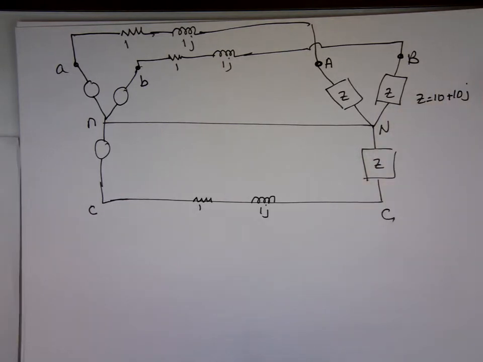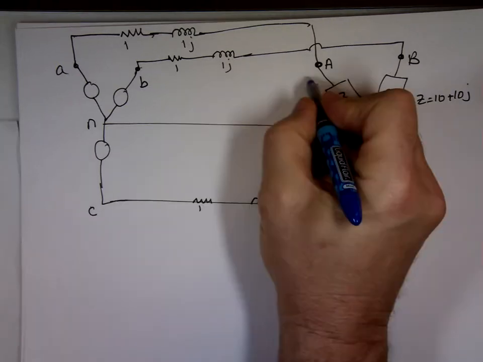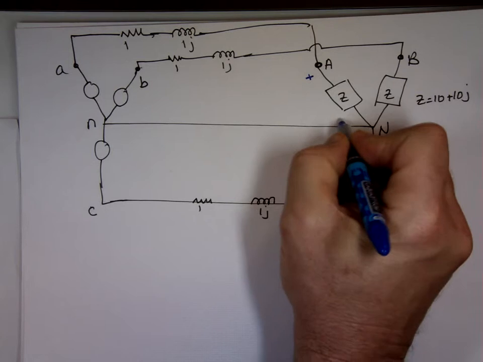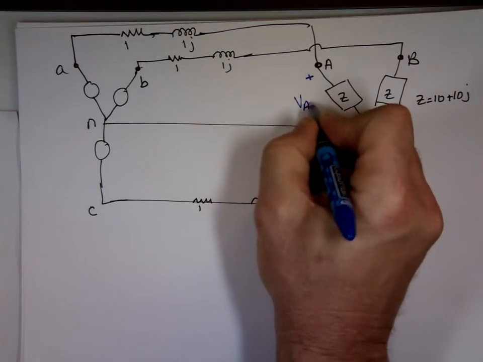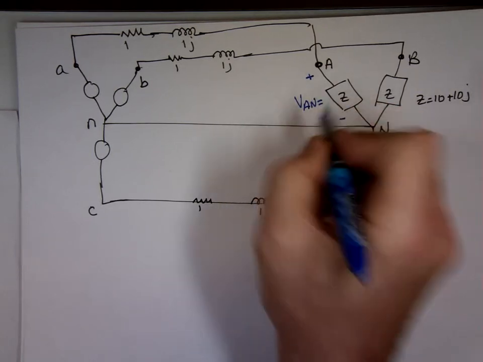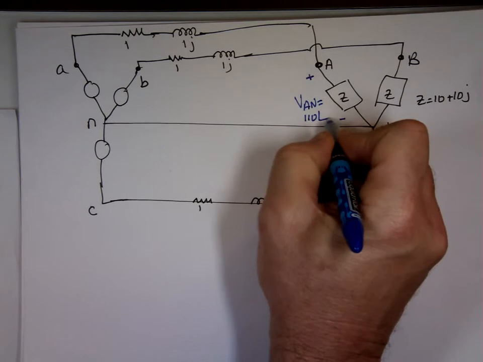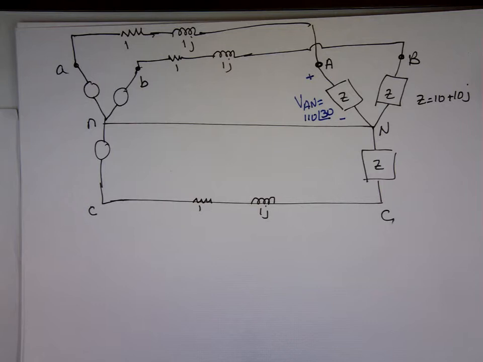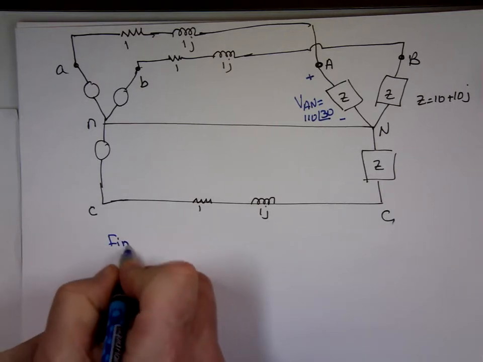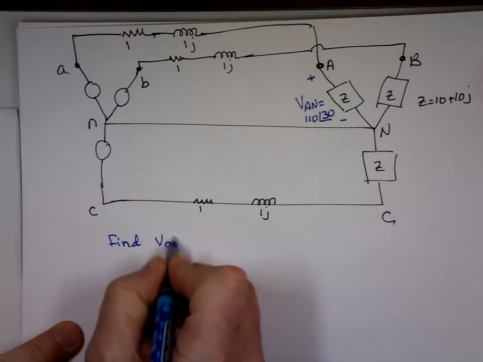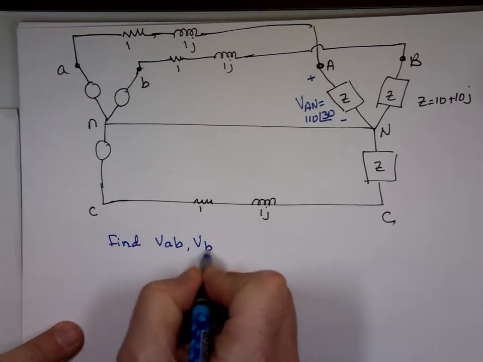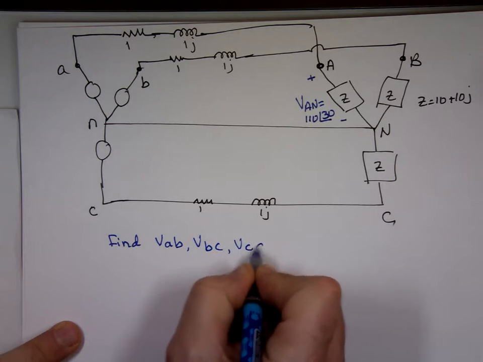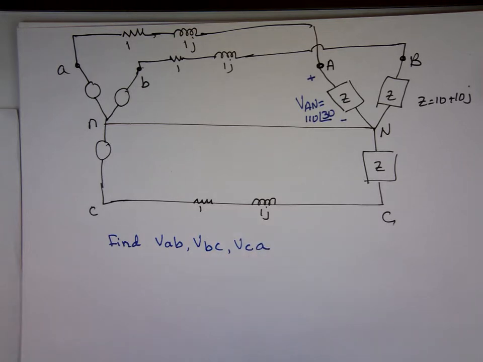If the load voltage VAN, if this voltage, capital A, capital N, that's this voltage right here, VAN, is given in the problem as 110 angle 30, can you find the line voltages, VAB, VBC, and VCA? That's really what the question is.